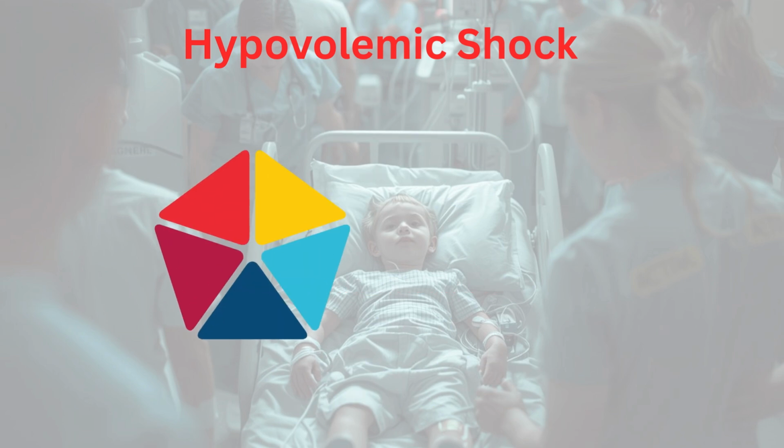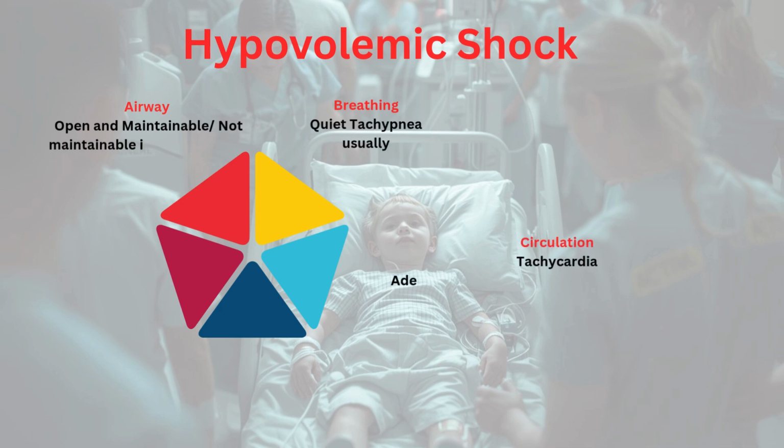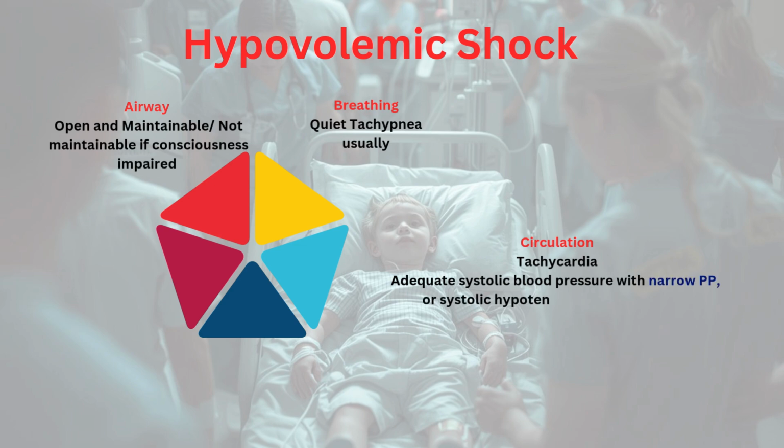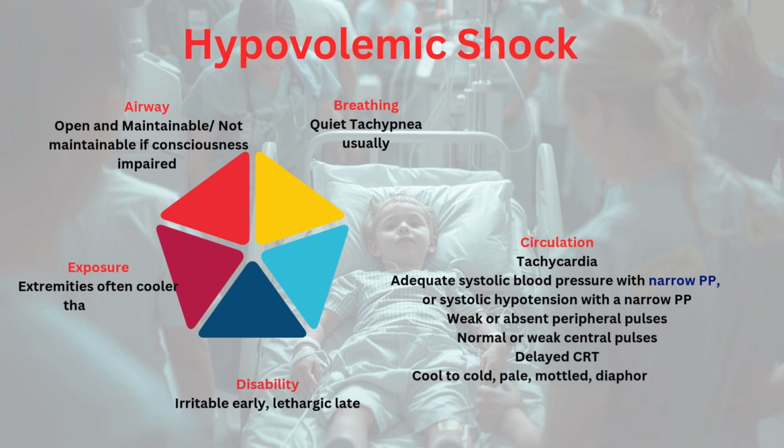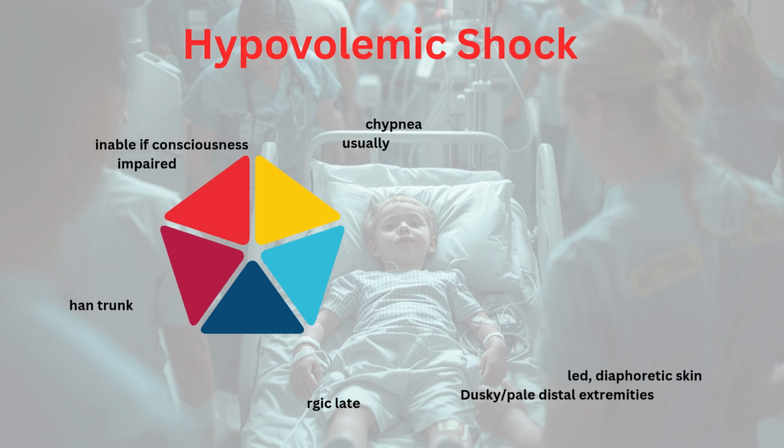Using our ABCDE approach, breathing is usually characterized by quiet tachypnea. Circulation shows tachycardia with an adequate systolic blood pressure but a narrow pulse pressure. Because of the high SVR, extremities are cold, capillary refill is delayed, and peripheral pulses are weak or absent. As shock progresses, the child becomes hypotensive and central pulses also become weak.